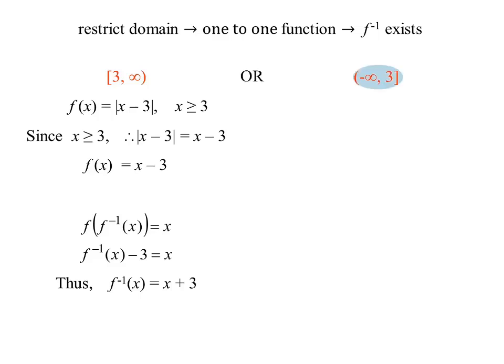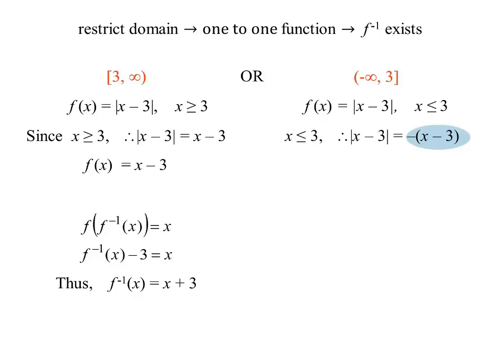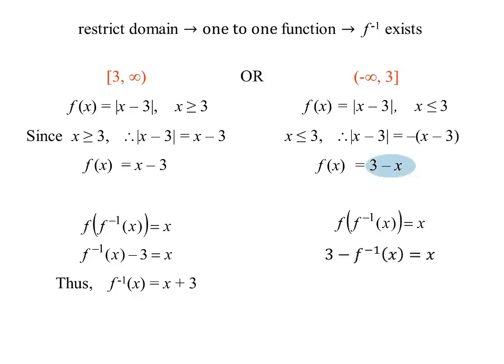The second restricted domain is from negative infinity to, and including 3. The elements in the domain are less than or equal to 3. If we substitute the domain into the function, and eliminate the modulus, we will get negative values. So we get another function, f(x) equals 3 minus x. Next, to find f inverse x, we use the composite f of f inverse x equals x. Substitute f inverse x into the function, we will get 3 minus f inverse x equals x. Thus, f inverse of x equals 3 minus x.